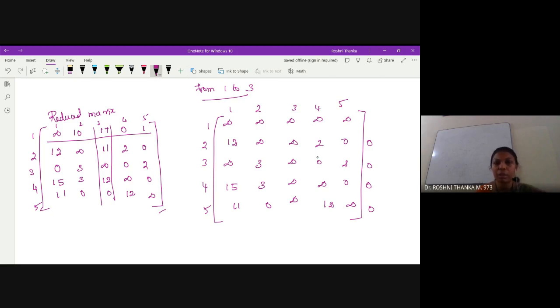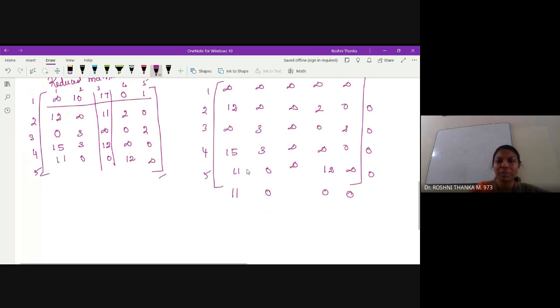When we do column wise, we have to reduce by this column. Here the minimum value is 11. Here it is 0. Here it's fully infinity, leave it. Here the minimum value is 0. Here also the minimum value is 0. So what is the next thing? Row wise it is completely 0. Column wise here we got 11, right?